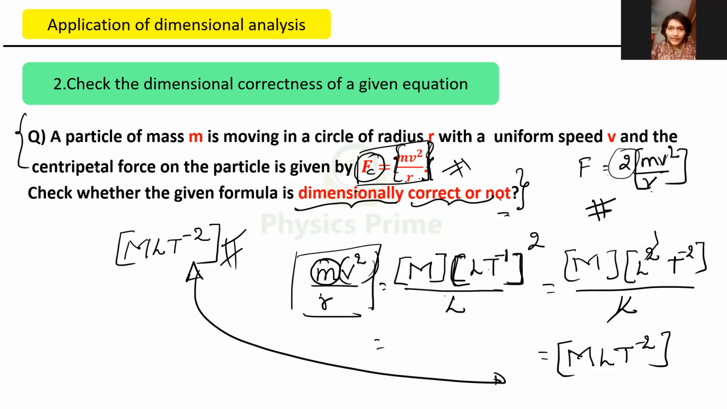So I didn't get that. This is also dimensionally correct. This is also dimensionally correct. But can you say which formula is correct actually in reality? I think, sir, M into L to the power minus 2. No, this is dimensionally correct, both of them. But in both of them, which is correct?